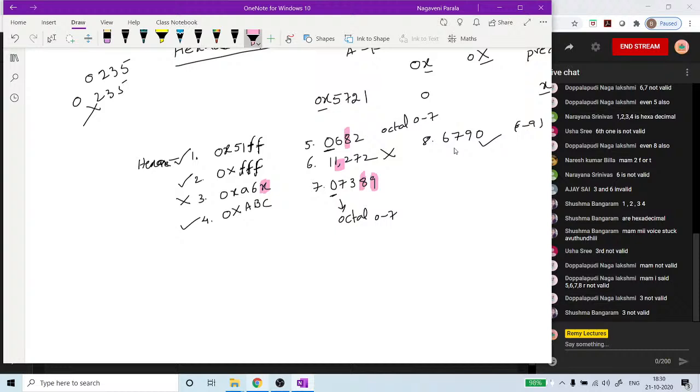Right? So now only 1, 2, 4, 8 are valid and 5, 6, 7 are not valid. I think now it is understood why 5 and 7 are not valid. 8 is not a digit in 0 to 7, and here also only 0 to 7. In our daily life we use 8 and 9, so we think these are valid. But since it is preceded with 0, it is octal. Octal means only 0 to 7 should be there. 8, 9 are there, that's why they are not valid. So this is about integer constants. Integer constants are of three types: decimal, octal and hexadecimal.